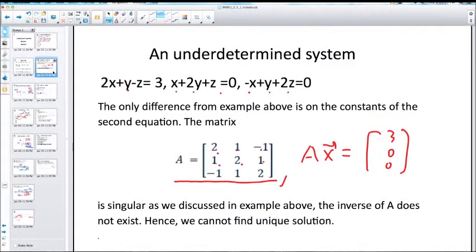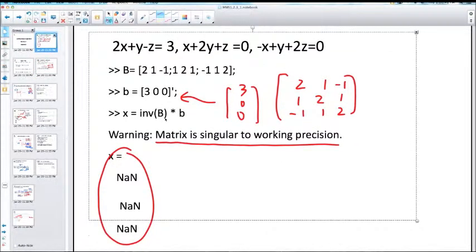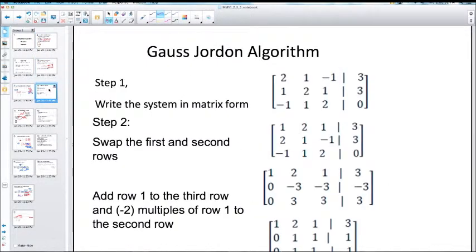So if you try to figure out the determinant, maybe it's a good practice, you're going to find that it's 0. No wonder, you see, MATLAB complained and did not give you the solution. It says the matrix is singular. Okay, now let's do it.